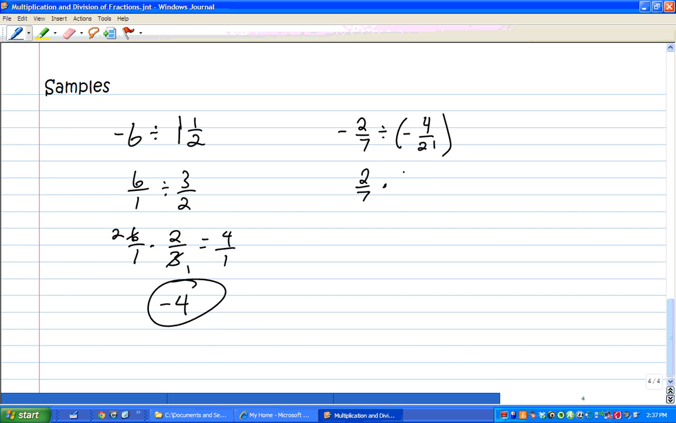Here, 2/7. Now I'm just going to change this and flip this because there's nothing else I have to do here. Cross simplify. 2 goes into there once, here twice. 7 goes into here once, here 3 times. This becomes 3 over 2, which is 1 1/2. The signs are the same. The answer is positive. That's all, my friends.